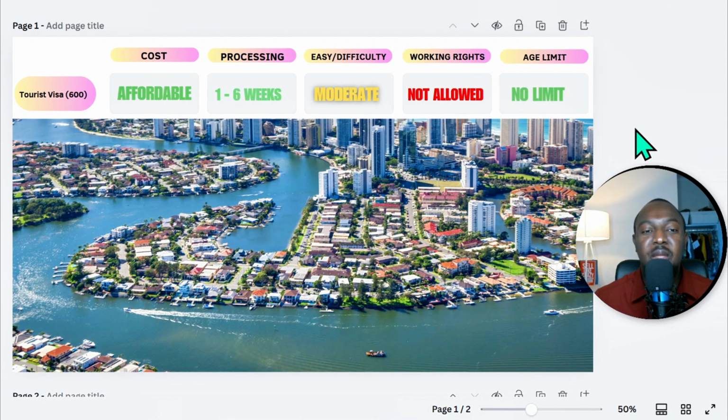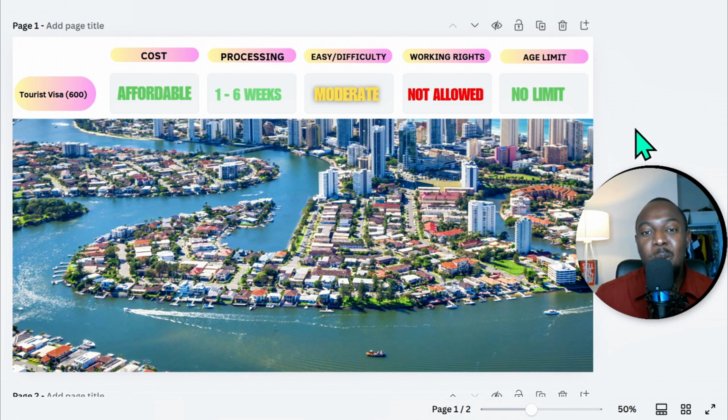When we look at the cost involved, this is the most affordable visa ever, and I'm talking about visa subclass 600. So this is very affordable. When you look at the processing time, it's within a week to a maximum of 6 weeks, depending on the stream you select when applying, and you get your visa outcome, whether a visa grant or a visa refusal.